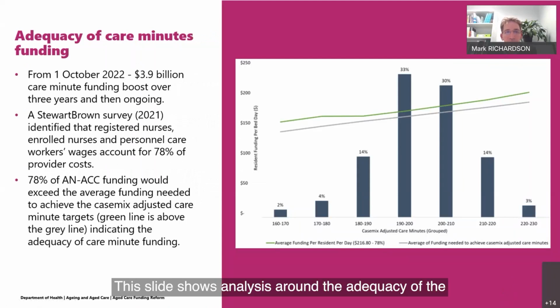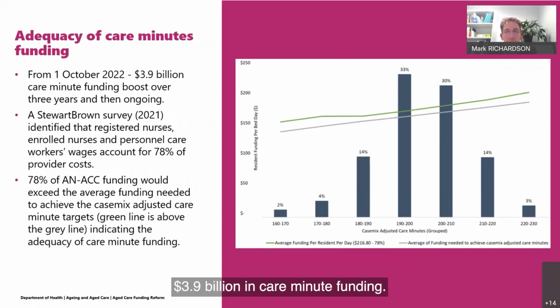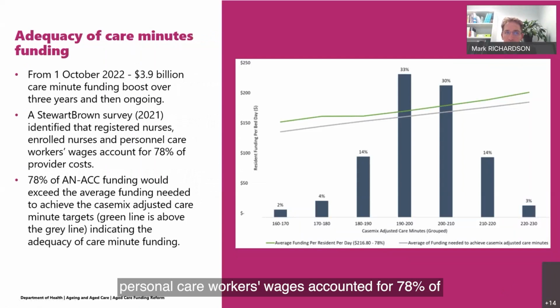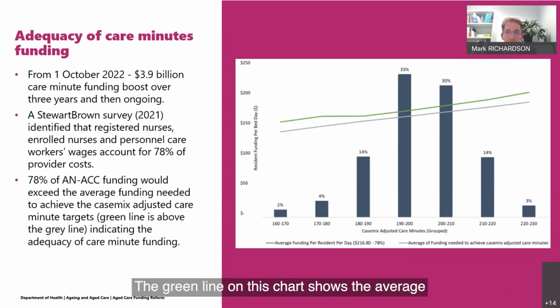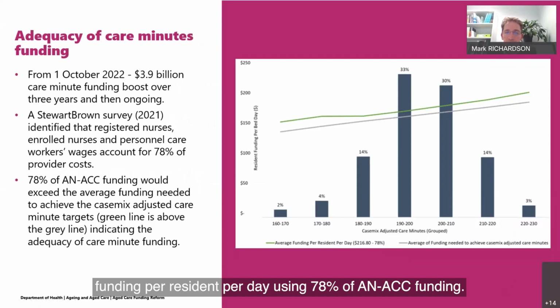This slide shows analysis around the adequacy of the $3.9 billion in care minute funding. A Stewart Brown survey from 2021 identified that registered nurses, enrolled nurses, and personal care workers' wages accounted for 78% of provider costs. The green line on this chart shows the average funding per resident per day using 78% of AN-ACC funding.